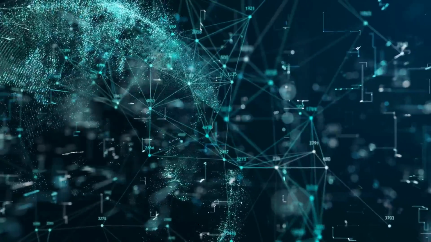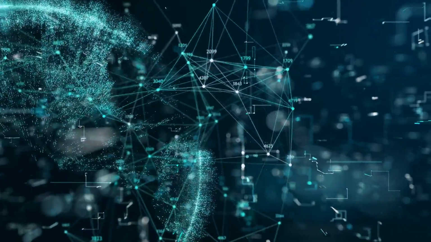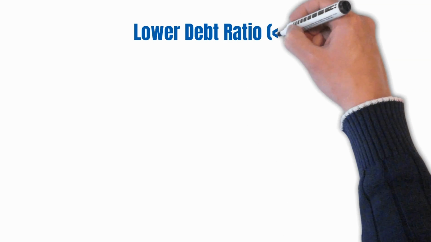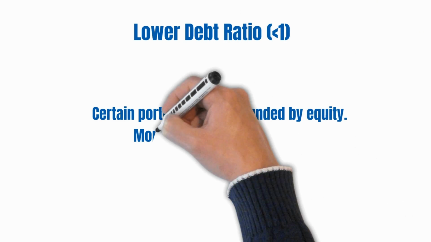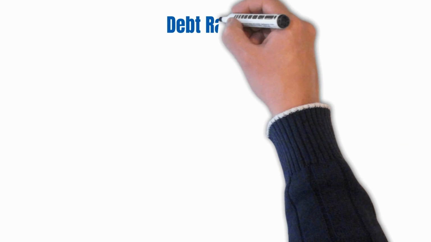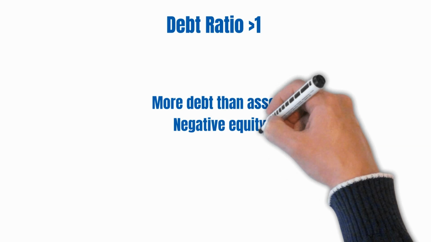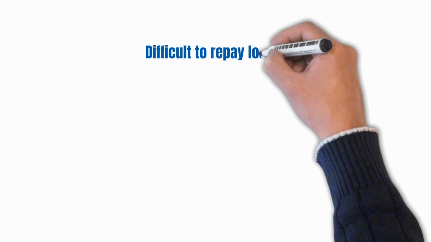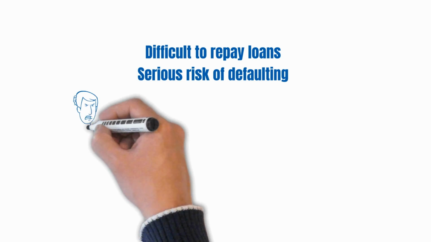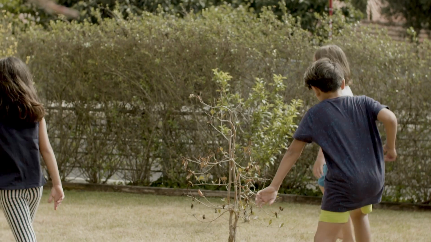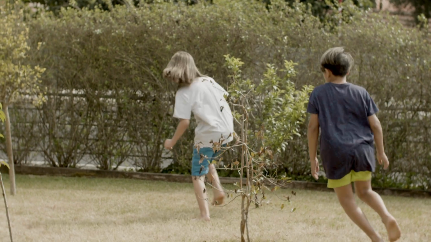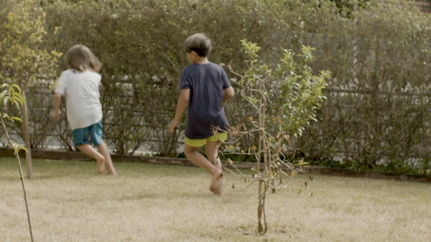The real world is obviously more complicated, but the fact remains a lower debt ratio, under 1, means you have a certain proportion of assets funded by equity and more ability to pay off your debts. A debt ratio over 1 means you have more debt than assets, negative equity. Basically, you have a deficit. It's going to be difficult to pay off your loans, and you're at serious risk of defaulting and having Cole's older brother threateningly chase you around the playground at recess.